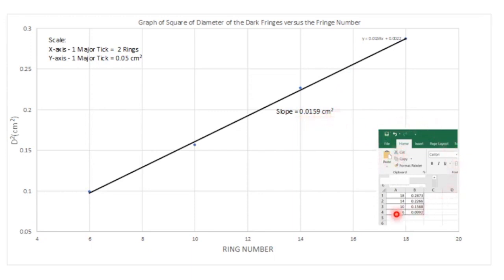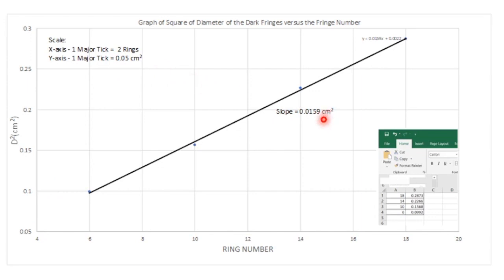Okay. The inset here shows the worksheet wherein I've keyed in the x values in column A and y values in column B. Okay, and it's easy to plot a graph like this. You must also have the title on the x-axis along with the units if applicable, and title on the y-axis along with the units, and you must also mention the scale that you have used for the graph. This is very important because we need to maximize the plotted area of the graph in order to get an appropriate slope for the calculation. So here I have chosen a scale where one major tick on the x-axis corresponds to 2 rings, and one major tick on the y-axis corresponds to 0.05 centimeters square.